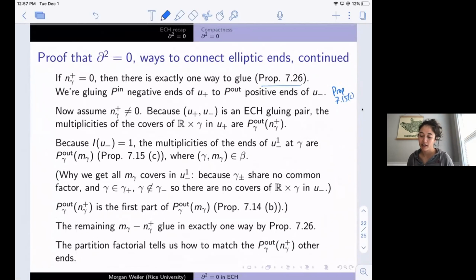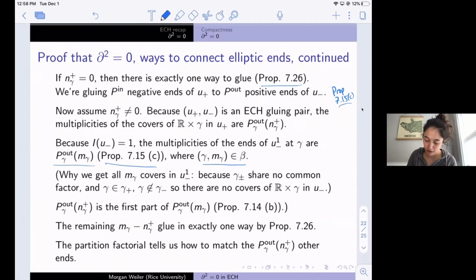Because u plus u minus is an ECH gluing pair, the multiplicities of the covers of these trivial cylinders over gamma in u plus are P out gamma of n gamma plus. That's just part of the definition of ECH gluing pair. And then, again, here's this proposition 715C showing up, the multiplicities of the ends of the index 1 part of U minus are the outgoing partition of the total multiplicity of the number of times gamma appears in beta, which is the orbit set U plus and U minus are breaking along.